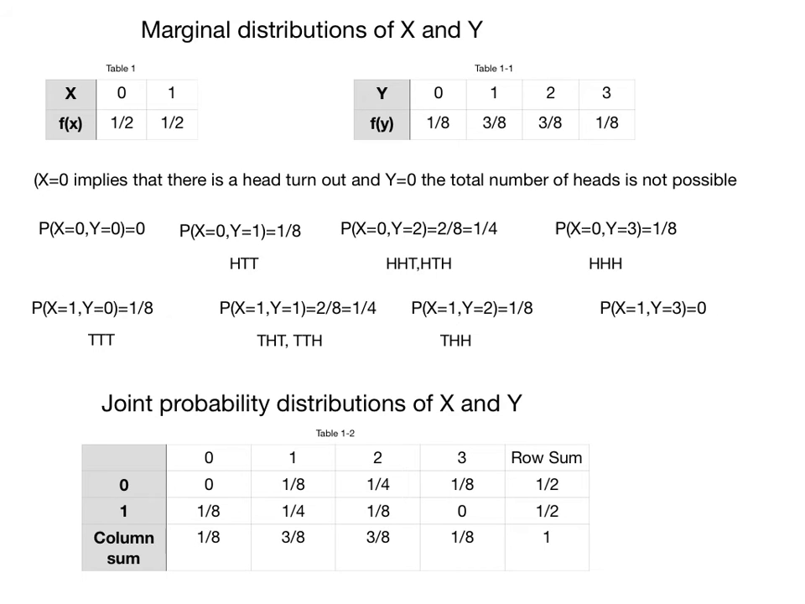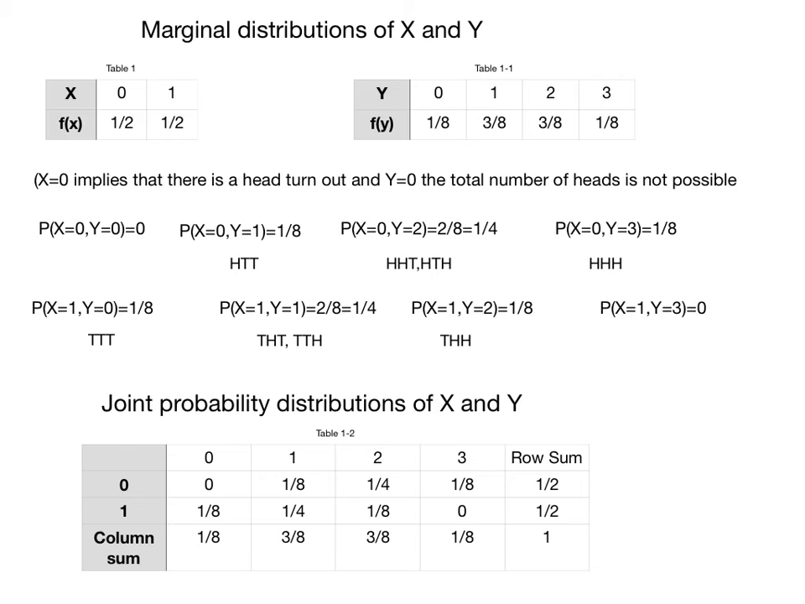With the obtained values, the marginal distribution of x and y is given as follows. x takes the values 0, 1, so f of x is 1 by 2, 1 by 2. And y takes the values 0, 1, 2, 3, so f of y will be 1 by 8, 3 by 8, 3 by 8 and 1 by 8. Now using these two marginal distributions, we'll have to form the joint distribution table. The explanation goes as follows.